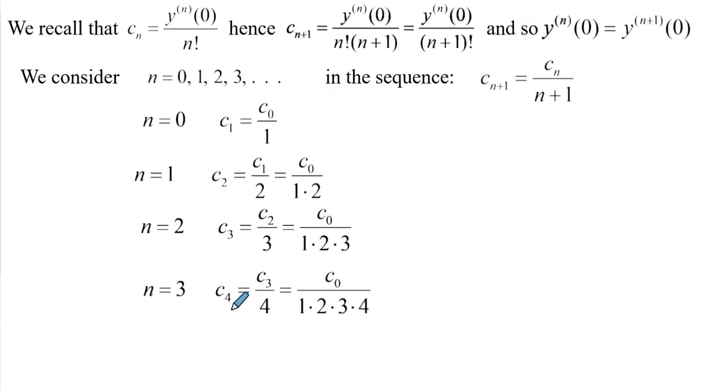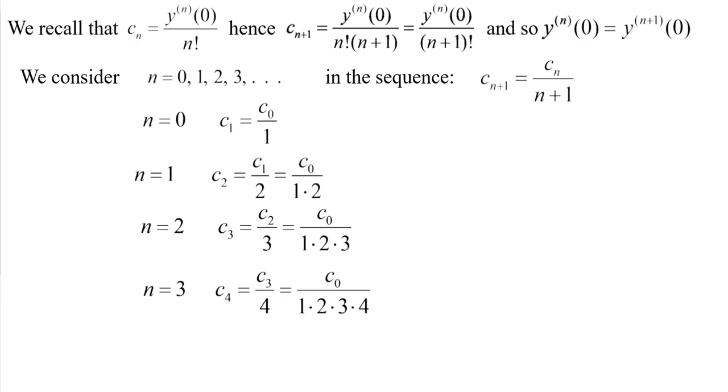Then you get C4, which is equal to C3 over 4. And again, if we take this C3, which is here, you see that we get C0 over 4 factorial. As you can see, we've managed to express all the coefficients in terms of C0. And you must remember that C0 is actually known, it is y at 0, and it was given as 2.